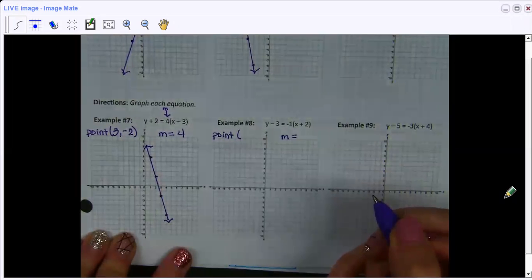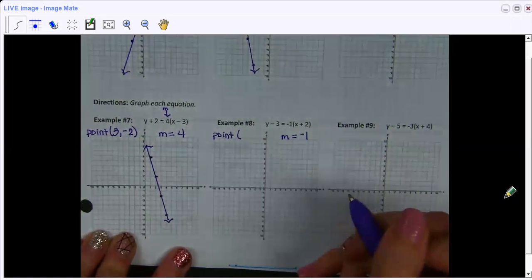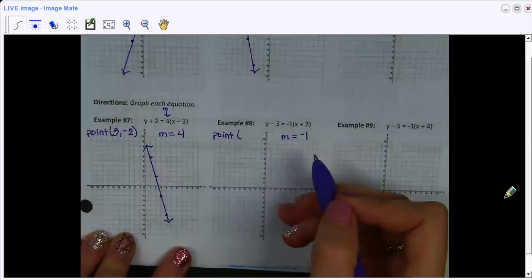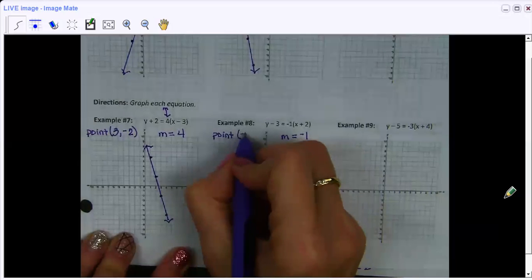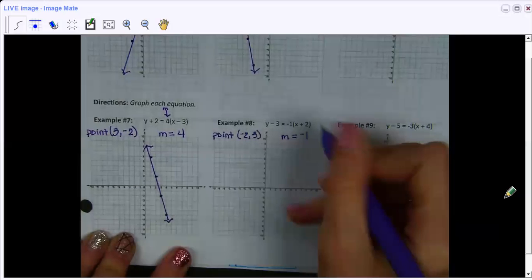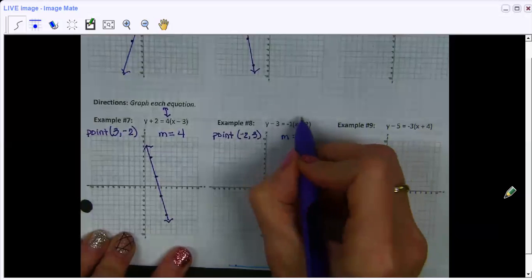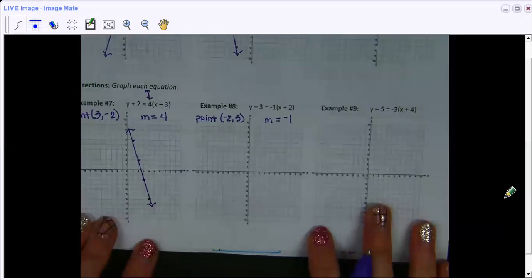The slope is -1. Good, the slope is -1. So then, Vashon, what's the point? It's the opposite: negative 2, 3. Yeah, it's the opposite of whatever. Remember, it's because when we put it in as x minus a -2, it turned into a +2. Okay, so go ahead and graph this one.